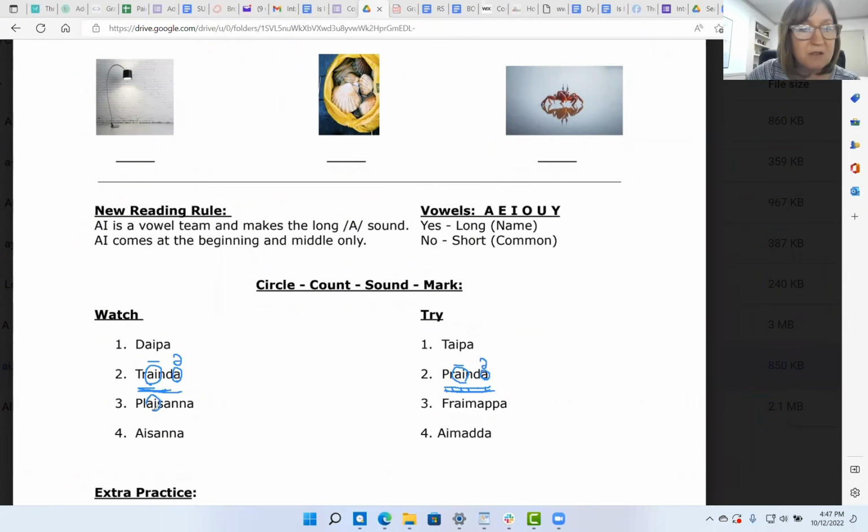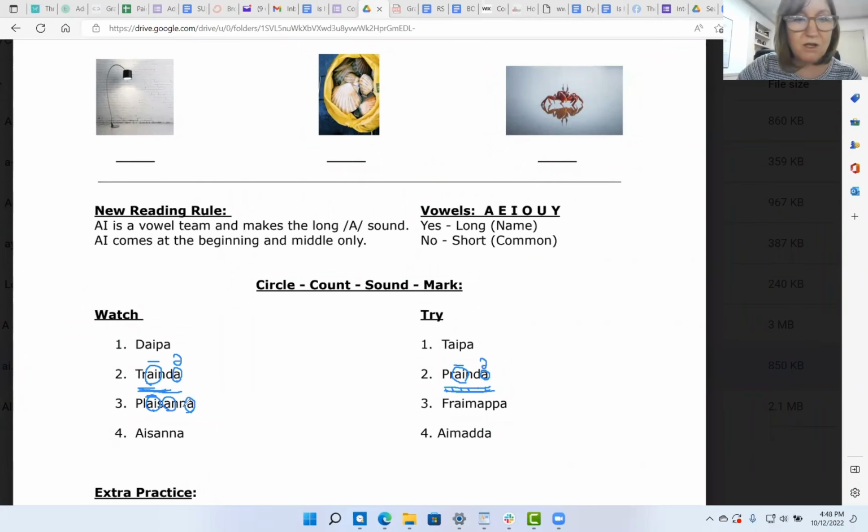I'm going to circle the vowel team, circle the vowel, circle the vowel. So AI says A, we already know that. I'm going to mark it as a long A sound. Now this A right here, I have to do the tap 2 rule so I know what it's going to say. The tap 2 rule is you tap the next 2 letters. If either one of them is another vowel, then yes, it's going to say its name. If either one of them is not another vowel, then no, it's not going to say its name.